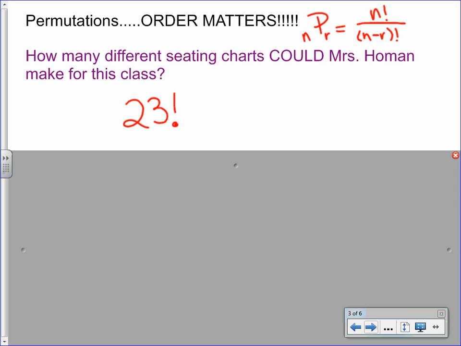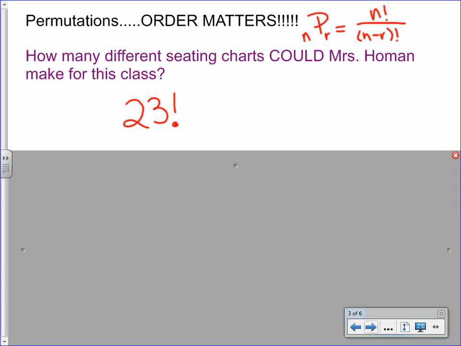Why? Okay? If I switch Josh and Chase, is it a different seating chart? Yes, technically, not by much, but it's a different seating chart. So when I go to make my seating chart, I start at the first desk, and I have 23 students I could place at that first desk. Then I go to the next seat, and now I have 22 students I can place there. And then the next seat, 21 students. All the way down to my last seat, I'll have 1 student left.